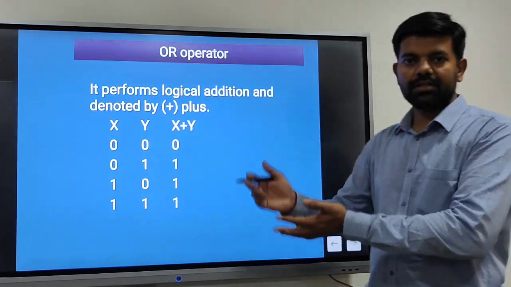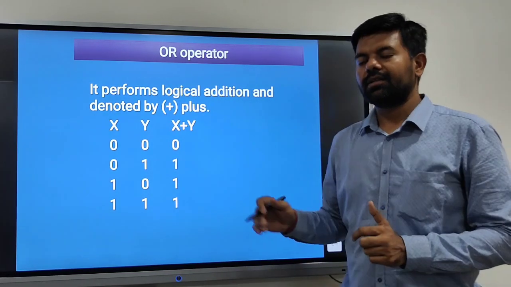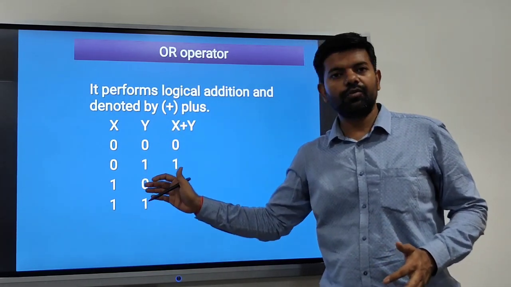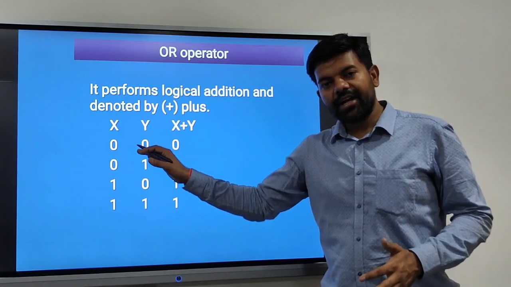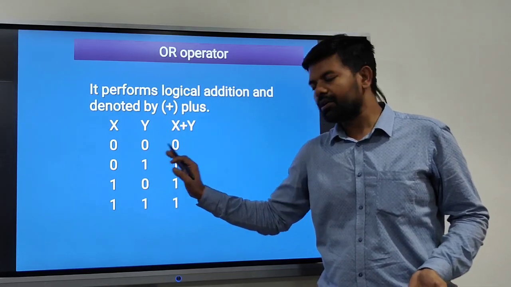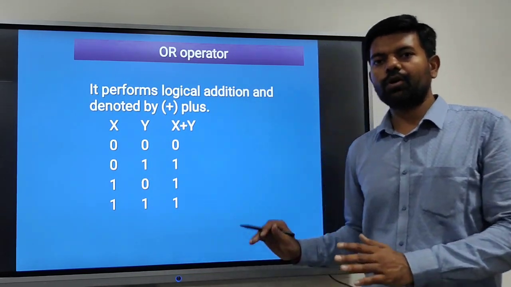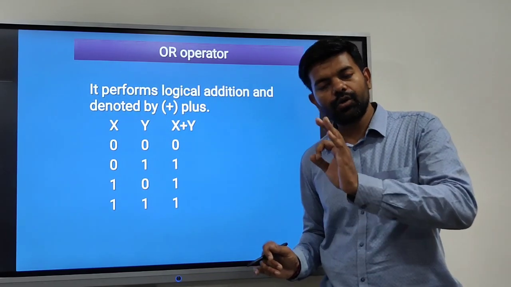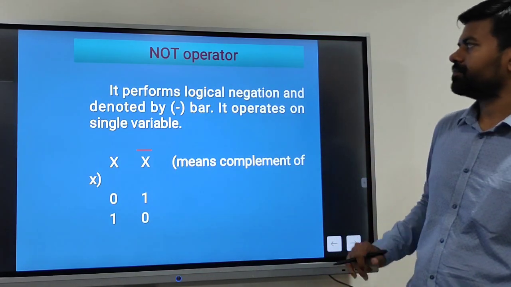The OR operator performs logical addition and is denoted by plus. If we have the two inputs 00, 01, 10, 11, the output is the addition of the inputs, that is 0 plus 0 is 0, 0 plus 1 is 1, 1 plus 0 is 1, and 1 plus 1 equals 1, because we have only two values, 0 and 1. So 1 plus 1 we will get 1.